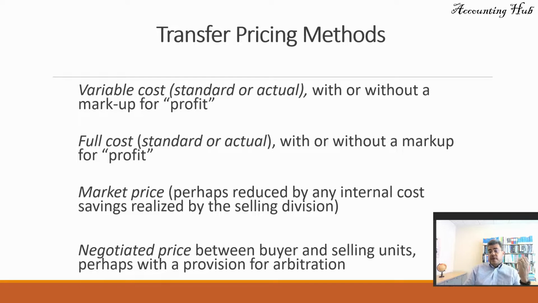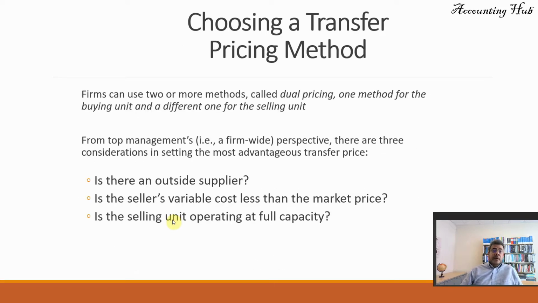So I am purchasing from my division at the same price that I would be purchasing outside. Or negotiate the prices between buyer and selling units. I'm choosing which one is the best one. Firms can use 2 or more methods, called dual pricing, one method for buying and a different one for the selling units. There are 3 considerations here to choose the best one.